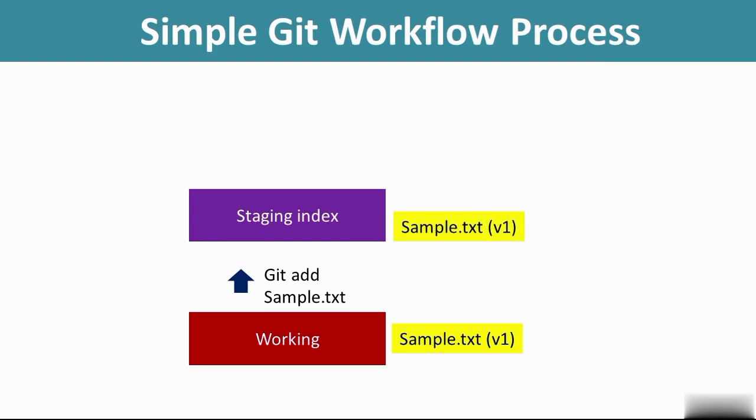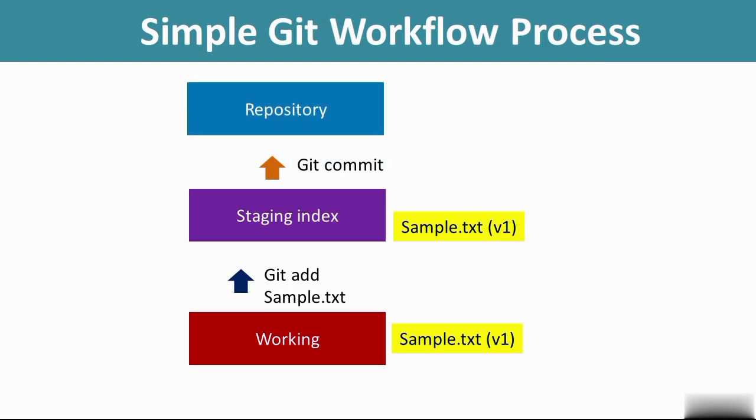While the file is in the staging area, you can still remove it. At this stage, it is being tracked by Git. To move the file from the staging area into the actual Git repository, we need another command called git commit. So we'll commit the file into the repository. The file becomes available inside the repository. So that's the original file.